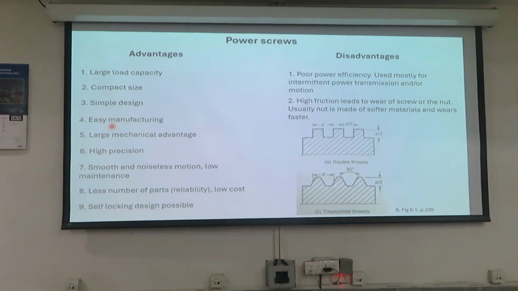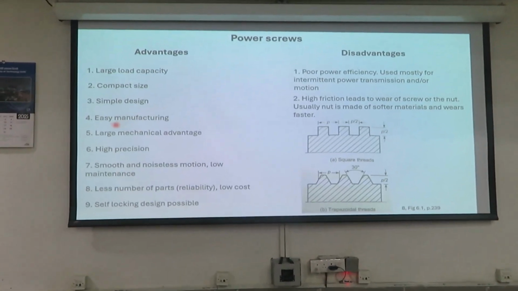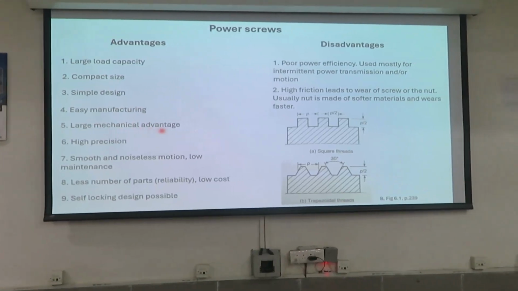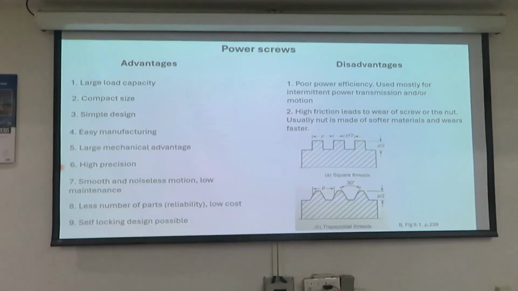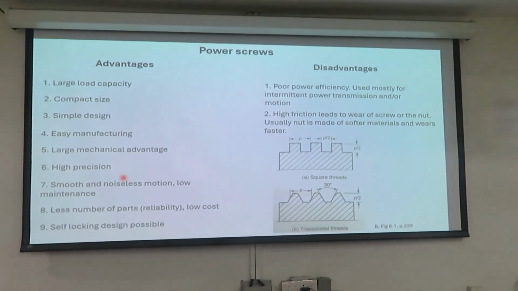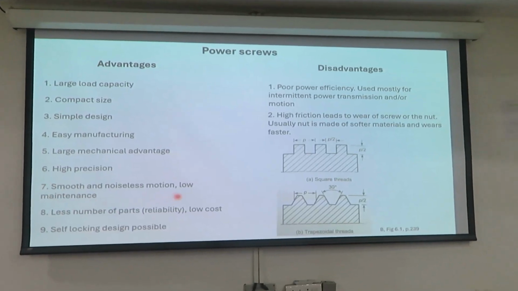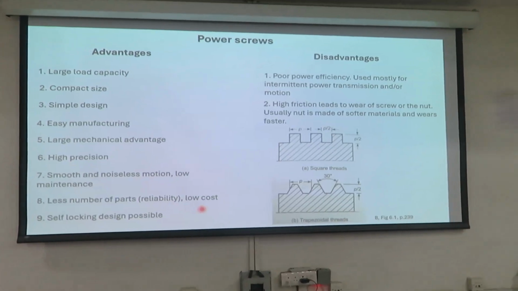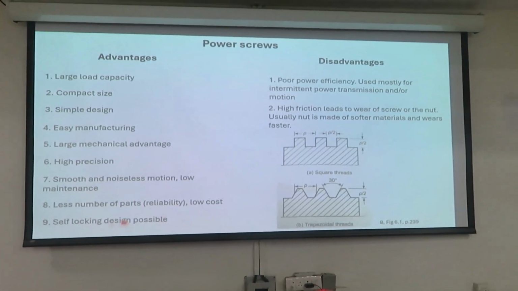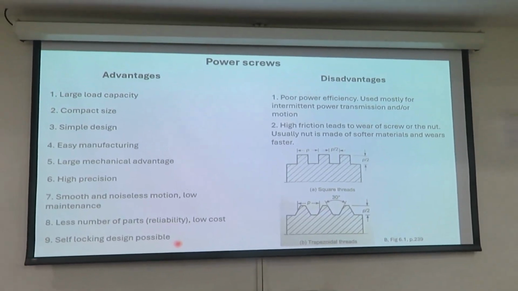Simple design, all you need is a screw and a nut. Easy manufacturing, large mechanical advantage, high precision. This is also very important. For many high precision machines, power screw is used. Smooth and noiseless motion, low maintenance, less number of parts, so reliability is better, low cost, and self-locking design possible. You can make it self-locking.